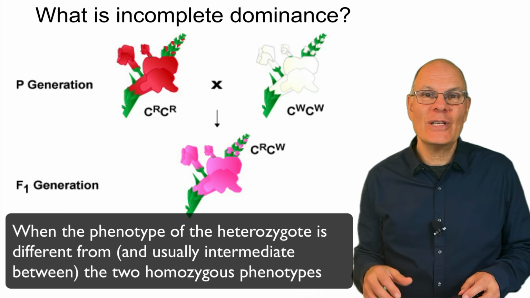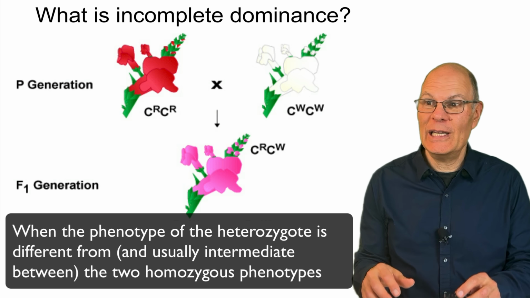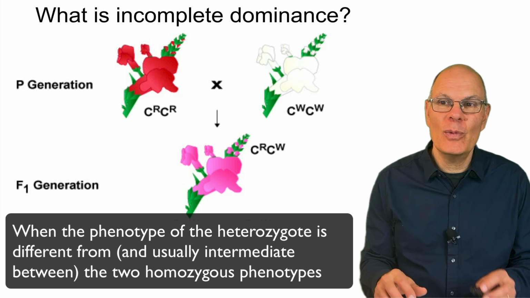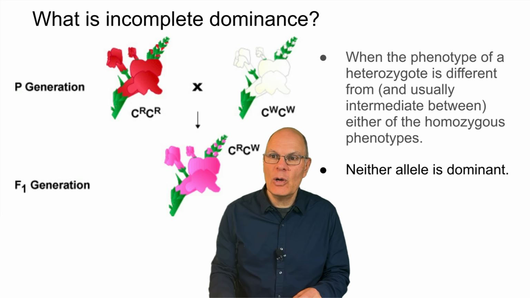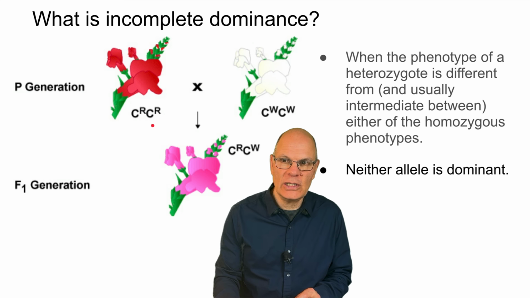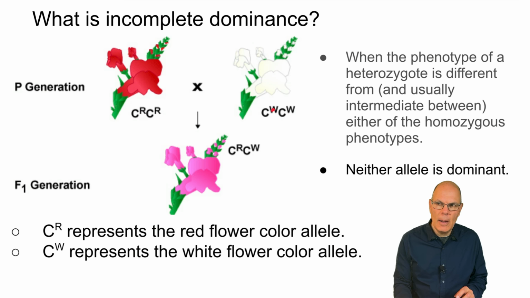This is when the phenotype of the heterozygote is different from, and usually intermediate between, either of the homozygous phenotypes. Neither allele is dominant. So in this case, we have to use a different notation system. C big R with a superscript represents the red flower color allele. C big W with a superscript represents the white flower color allele. So here's our P generation, C big R, C big R, crossed with C big W, C big W.